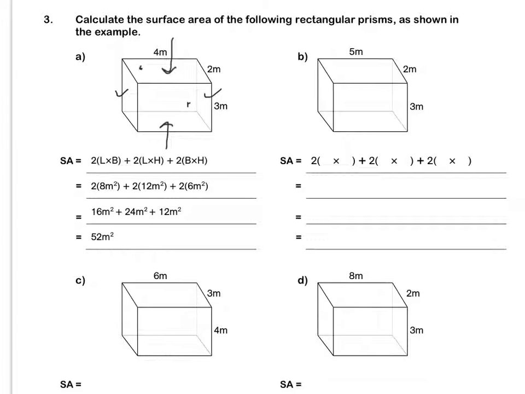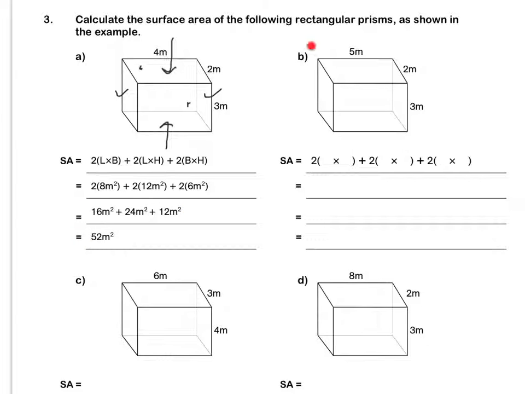Then 2 times its length times its breadth, 4 times 2 is 8, plus 2 times the length times the height, 4 times 3, which is 12, and then lastly 2 times the breadth times the height, which is 2 times 3, which is 6. Then 2 times 8 is 16, 2 times 12 is 24, 2 times 6 is 12, and we add up to get our final answer.